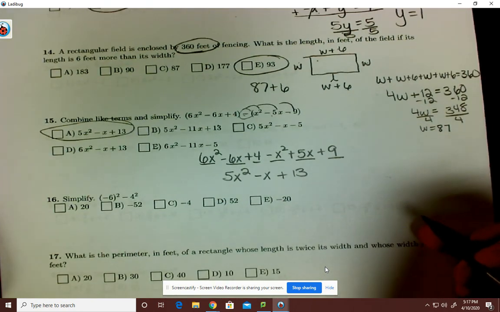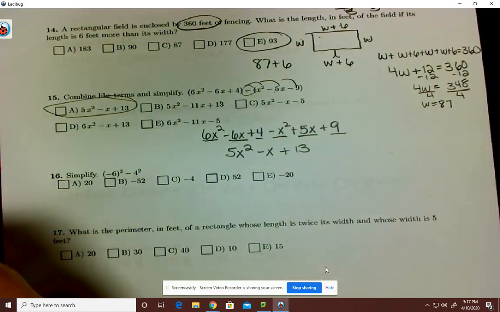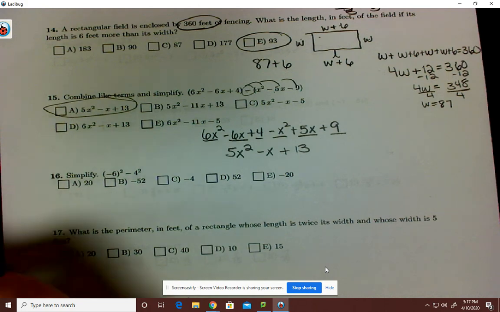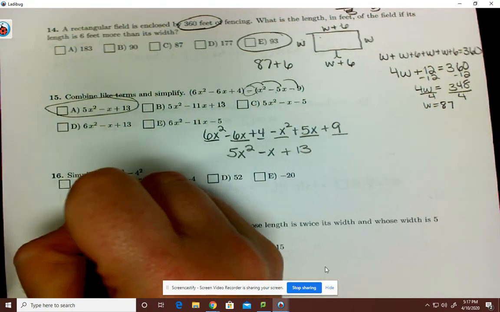Alright, on 16, that's really one you can just type in your calculator, but if you don't type the parentheses, you will get the wrong answer. You should get 20 on that one.